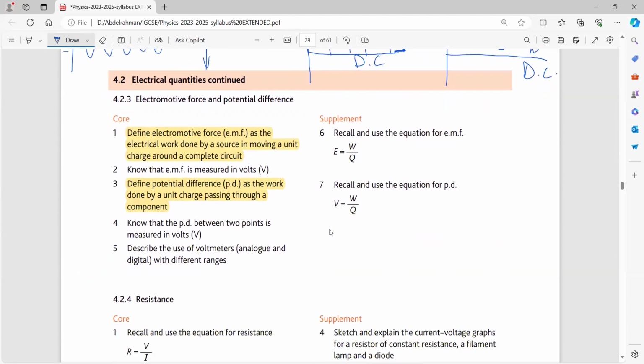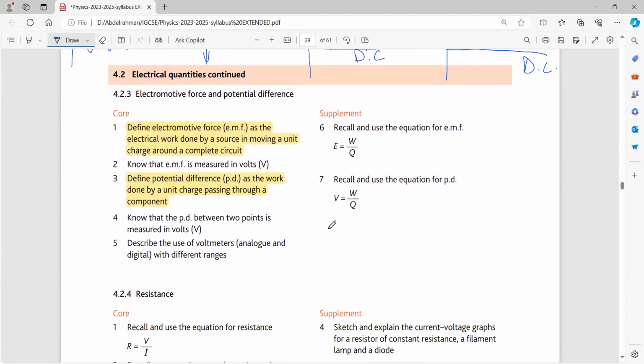Electrical quantities, voltage, difference between the electromotive force and the potential difference. We kind of need to memorize the differences now. We need to memorize the definitions of the electromotive force and the potential difference. What's the electromotive force? It is the work done by a source in moving a unit charge around a complete circuit.